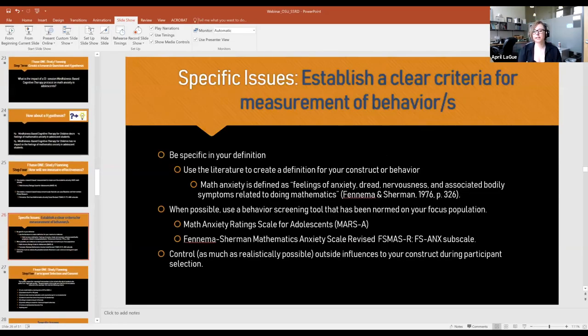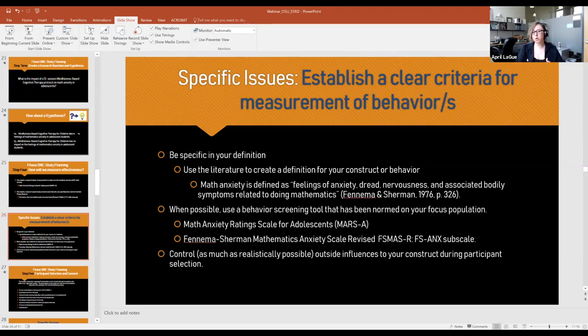So how do we establish a clear criteria for measurement of behaviors? The first thing is to be very specific in your definition. So when you are creating your construct or behavior to measure, it's very important that you have a definition for it. In this case, math anxiety in the literature was defined as feelings of anxiety, dread, nervousness, and bodily symptoms. This is important even when you have a measuring tool such as the MARS-A to recruit participants and screen participants, because your participants need to know, in this case, what anxiety feels like so that they can identify it and then report their anxiety level.